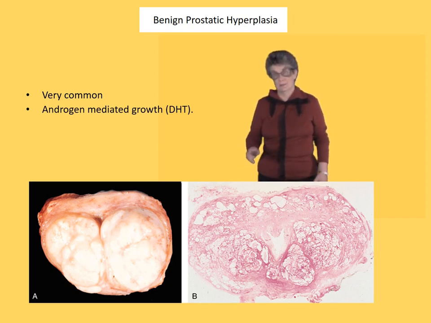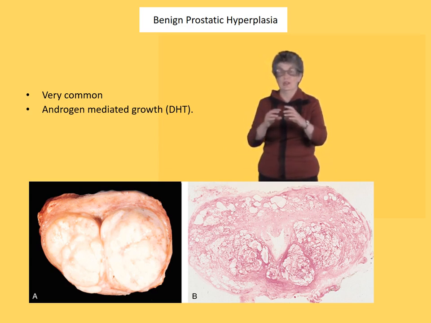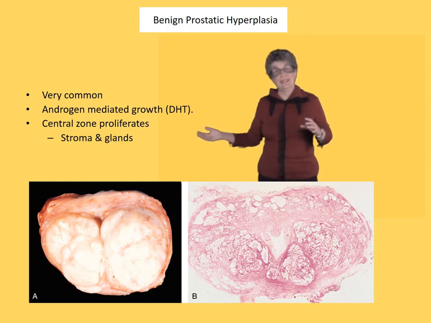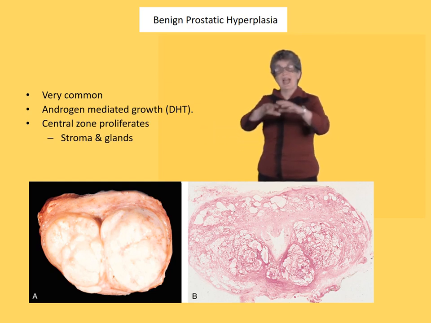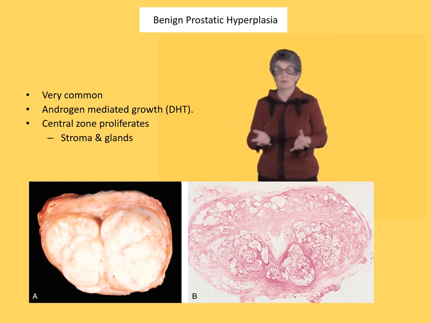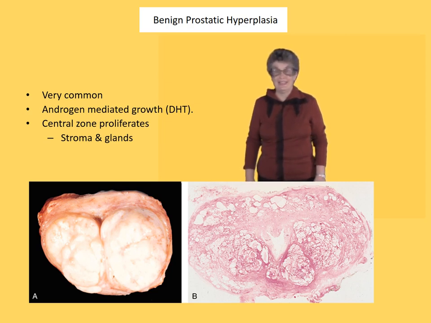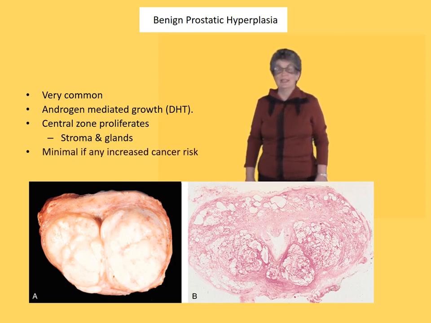In benign prostatic hyperplasia, it's the central zone that increases in size. You can see it in this macroscopic picture. The central zone, those two big lobes, have increased in size and compressed the peripheral zone. There is minimal, if any, increased cancer risk in people who have benign prostatic hyperplasia.